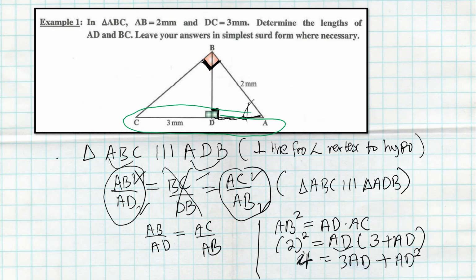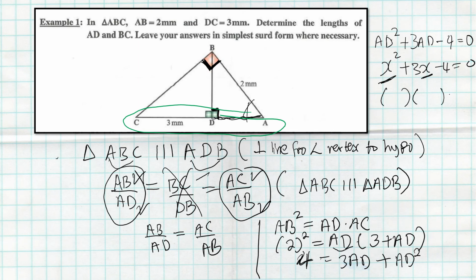So let's simplify that one. It's going to be 4 is equal to AD squared plus 3AD, or I can take 4 to the other side, so AD squared plus 3AD minus 4 is equal to 0, right? If I let my AD be X, it will be X squared plus 3X minus 4 is equal to 0. So my AD is X. I can go and solve for X and get my AD, right?